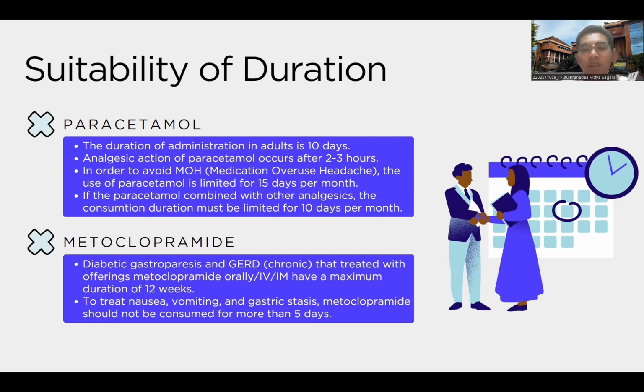But if paracetamol is combined with other analgesics, the consumption duration must be no more than 10 days per month. Diabetic gastroparesis and chronic GERD treated with metoclopramide orally, intravenously, or intramuscularly have a maximum duration of 12 weeks. But to treat nausea, vomiting, and gastric stasis, metoclopramide should not be consumed for more than 5 days. These rules apply for both adults and children. That's all for me. Thank you.